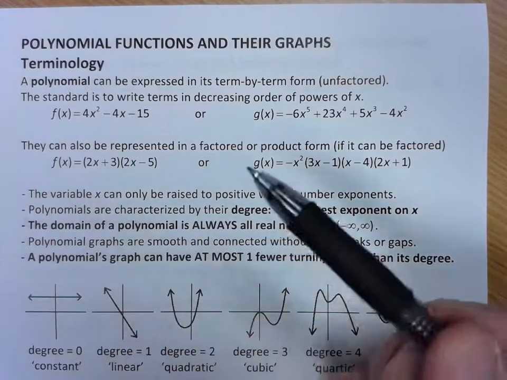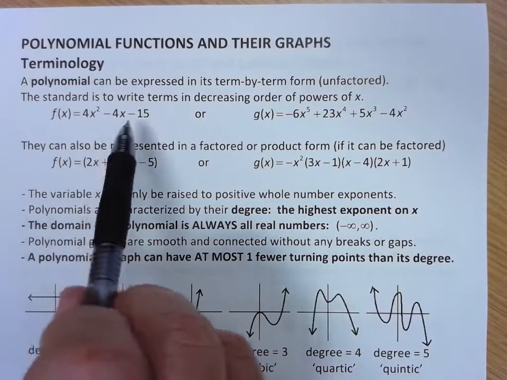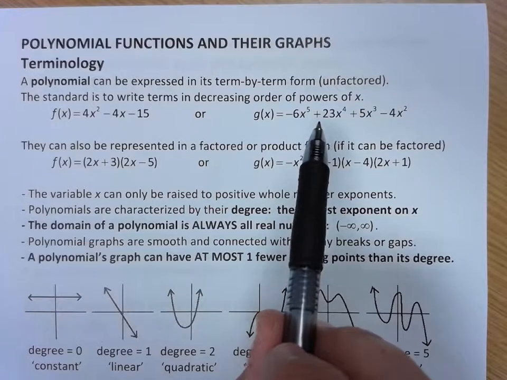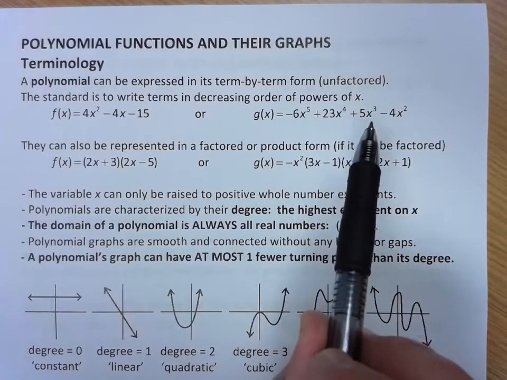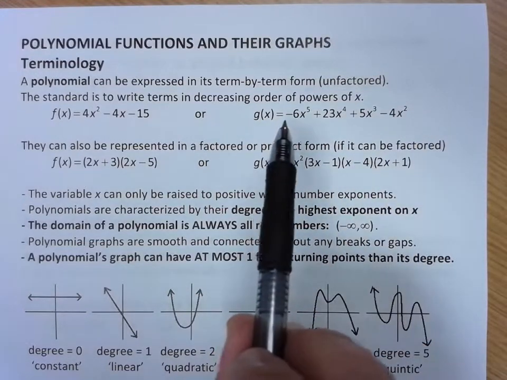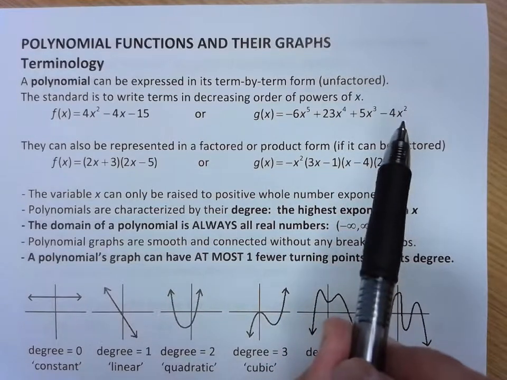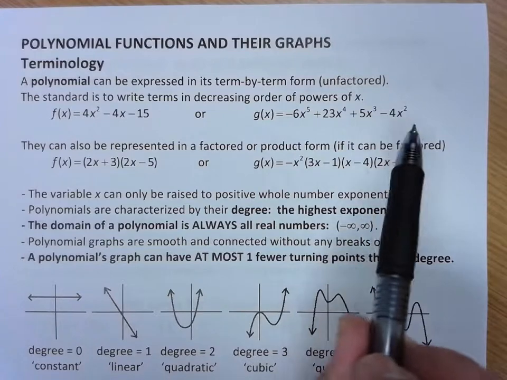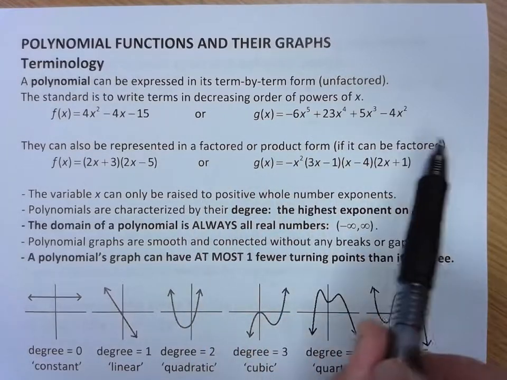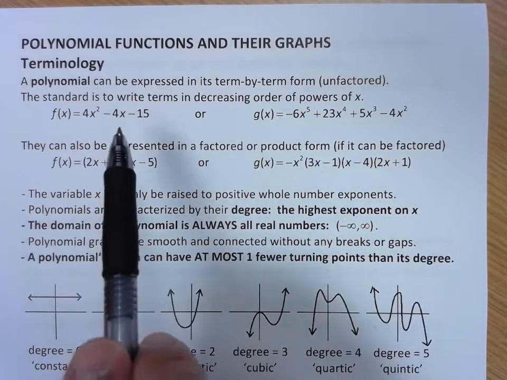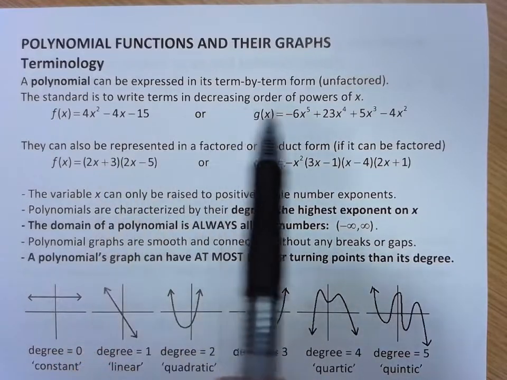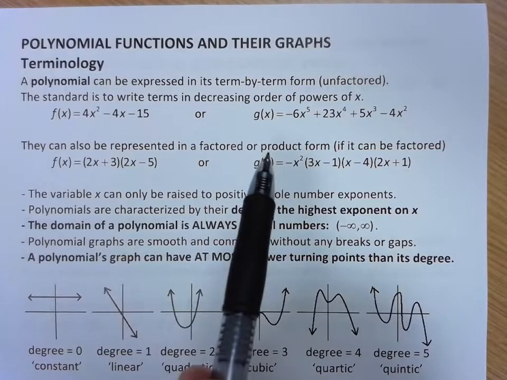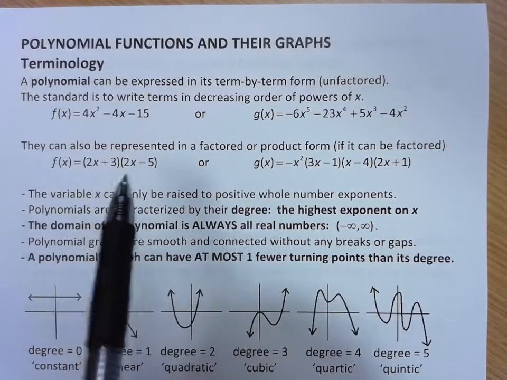So every linear function is a polynomial. Every quadratic function is a polynomial. Here's an example, negative 6x to the fifth plus 23x to the fourth plus 5x to the third minus 4x squared. Writing everything in descending order by the powers of x is a relatively standard way to represent a polynomial's graph or polynomial's equation. Now, you can represent a polynomial in these forms for their equation, but in the rare event that they can be factored, you can also represent them in a factored form.